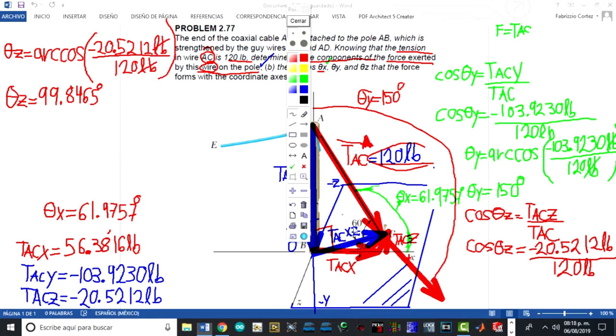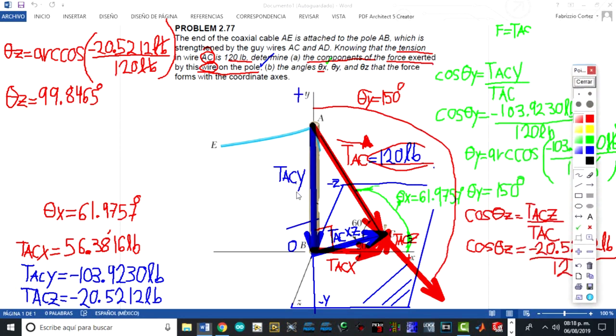This value means that from the C component, from this axis to the vector, from the positive side, this is the positive side of the C axis. From the positive side of the C axis to the vector, there is an angle called theta C, and this angle equals this value, 99, which is greater than 90 degrees, as we can see. Or it will be 100 degrees if we round it, no? But it's 99.8465 degrees.